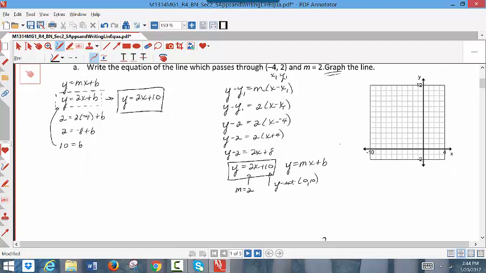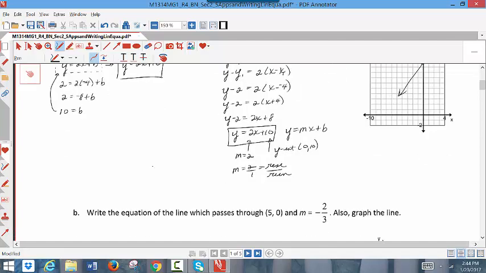So if I want to use the slope of 2, I would rewrite this as 2 over 1, which is my rise over my run. So if I plot the point (0, 10) up here on this piece of graph paper, I go up 2 and over 1, there's a second point. That would give me the linear graph. There it is. Okay, so there's how you write the equation and it's graphed.